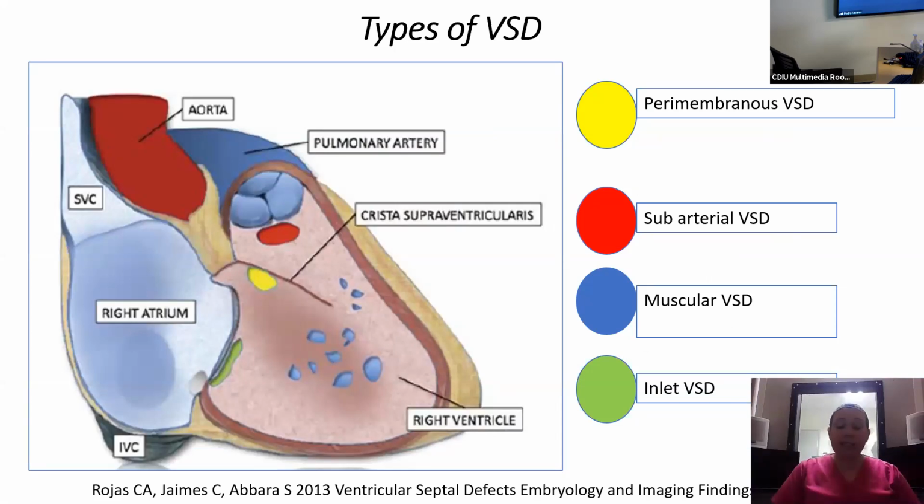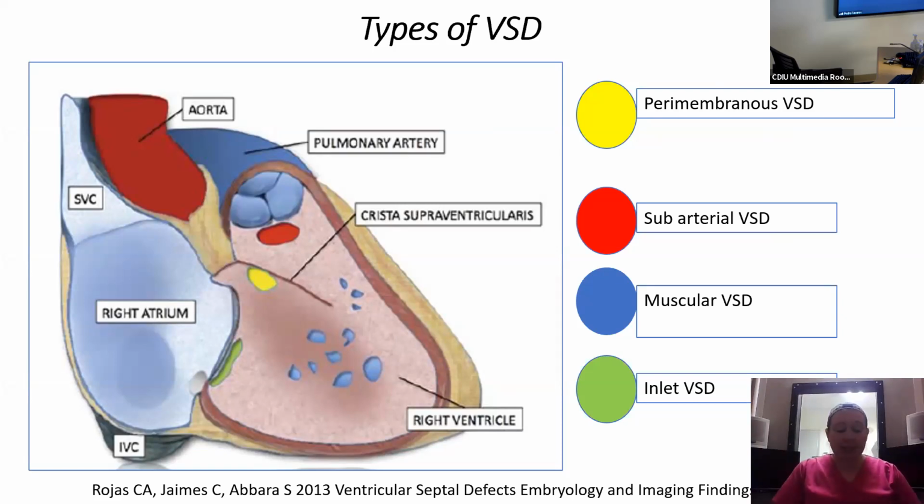There are various types of VSDs, and each should be assessed for its location, its size, and if there are multiple defects. Perimembranous, depicted in yellow, is the most common and occurs in 75 to 80% of cases. These are often associated with misalignment of the aortopulmonary septum, as in tetralogy of Fallot, or in interrupted aortic arch. A third of these will close spontaneously. With closure, there may be a risk of the development of aortic regurgitation.